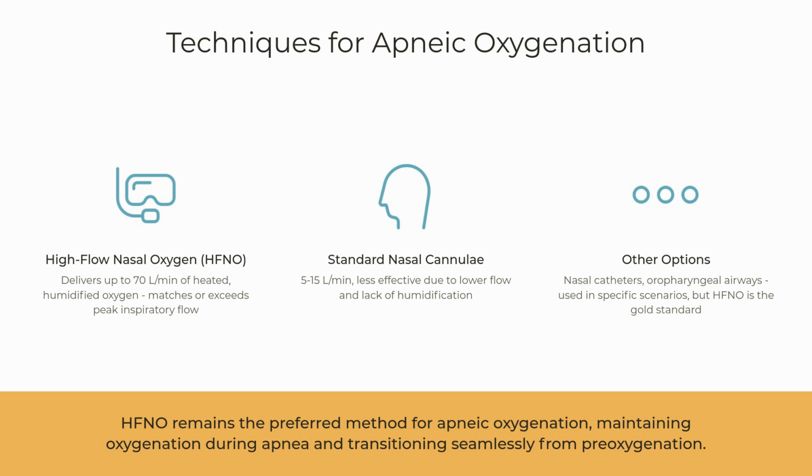Standard nasal cannula, running at 5 to 15 liters per minute, is a simpler alternative but less effective due to lower flow rates and lack of humidification, which can dry the airway. Other options like nasal catheters or adapted oropharyngeal airways are less common but can be used, especially in specific scenarios like airway procedures, though high-flow nasal oxygen remains the gold standard for intubation support.